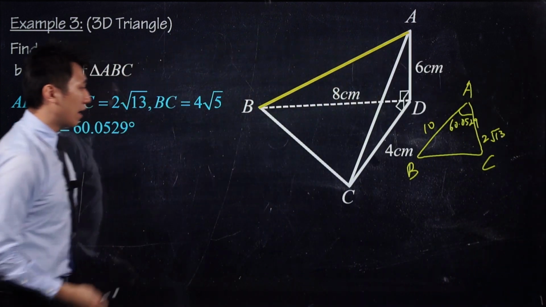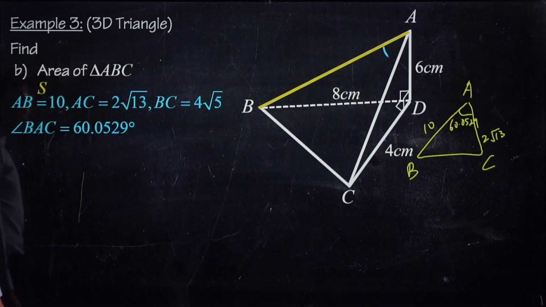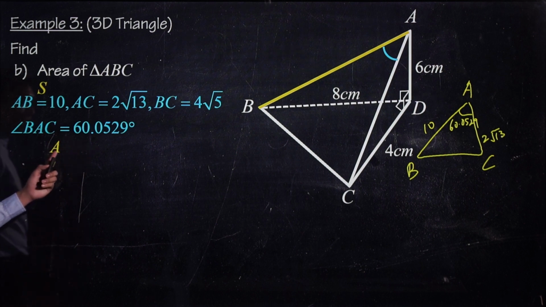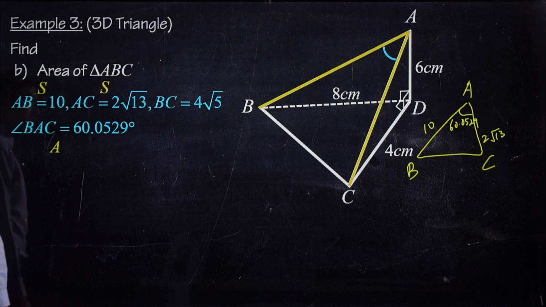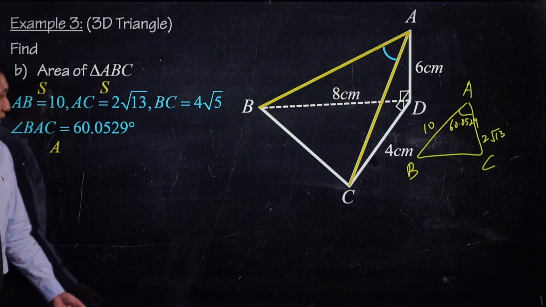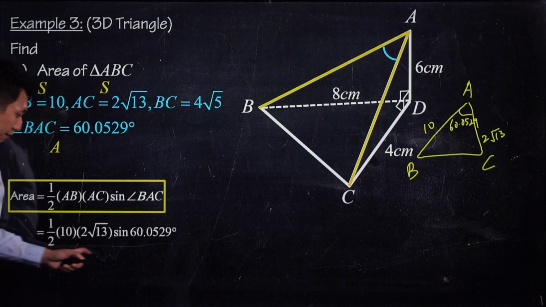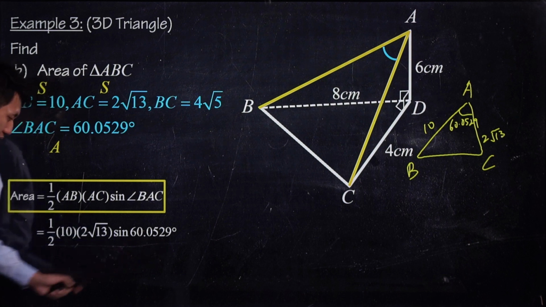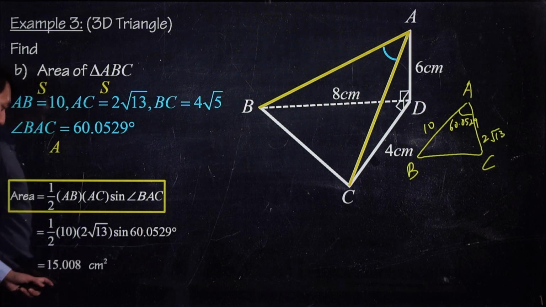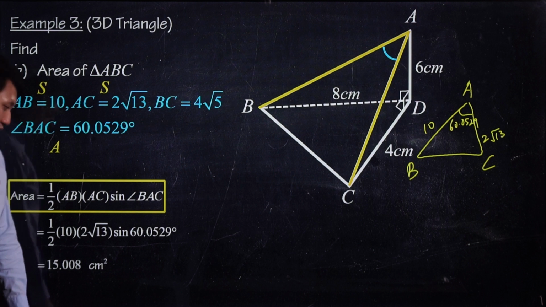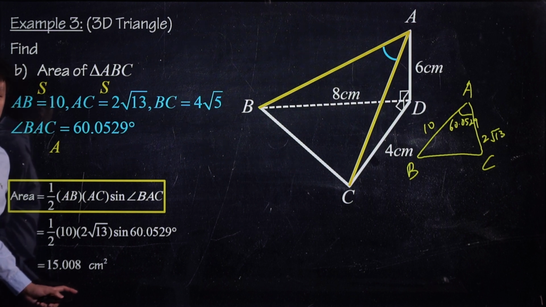I have this side, then I have that angle, then I have another side. Enough. I use this formula for area. I get everything substituted here. Then I'll get the immediate answer 15.008 cm squared. That's the area for the triangle ABC.